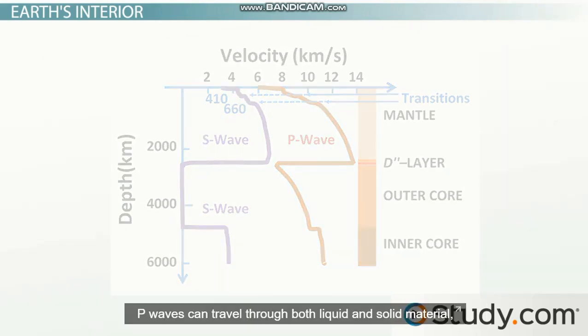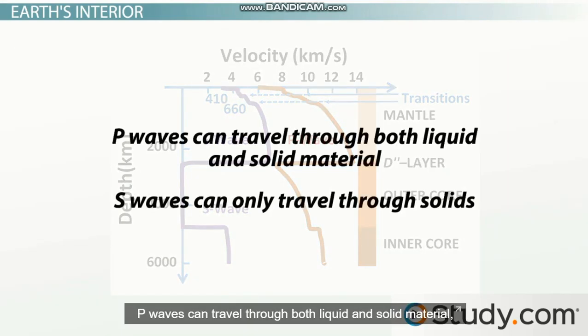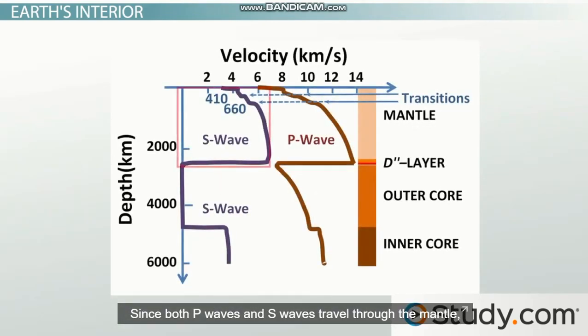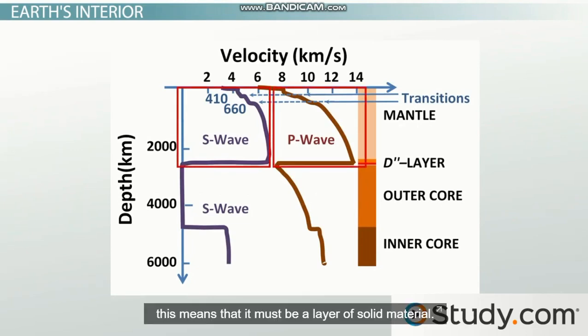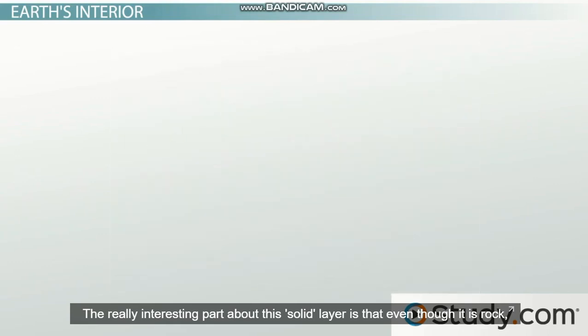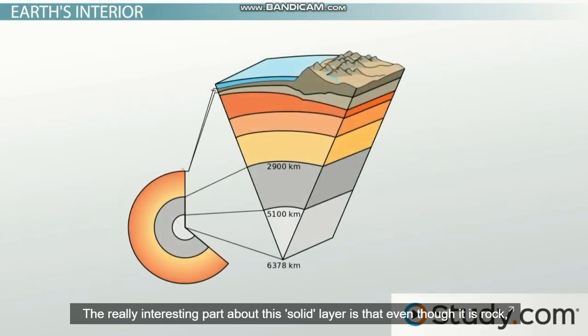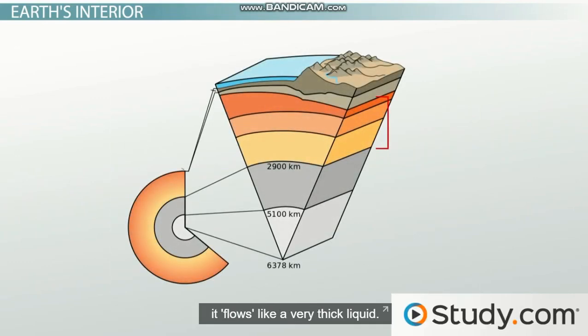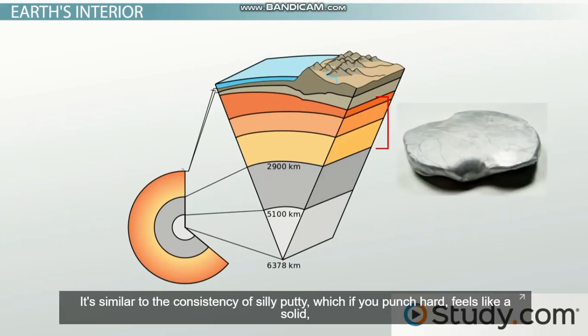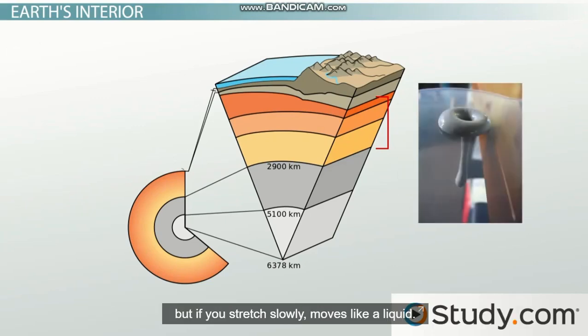P waves can travel through both liquid and solid material, but S waves can only travel through solids. Since both P waves and S waves travel through the mantle, this means that it must be a layer of solid material. The really interesting part about this solid layer is that even though it is rock, it flows like a very thick liquid. It's similar to the consistency of silly putty, which if you punch hard feels like a solid, but if you stretch slowly, moves like a liquid.